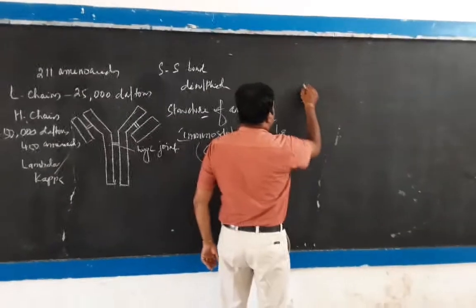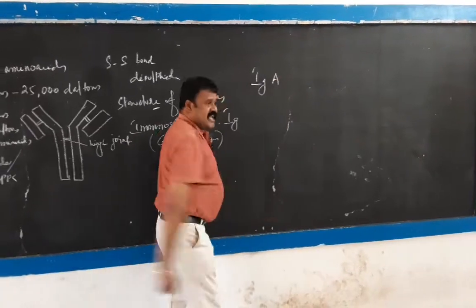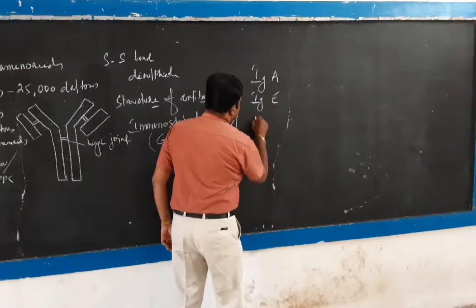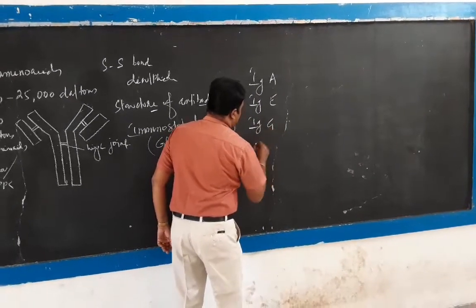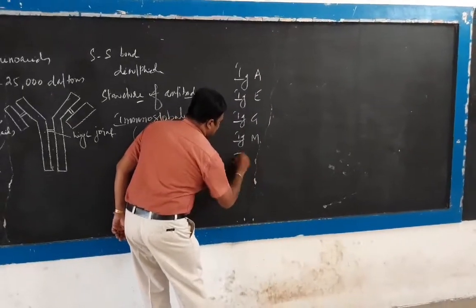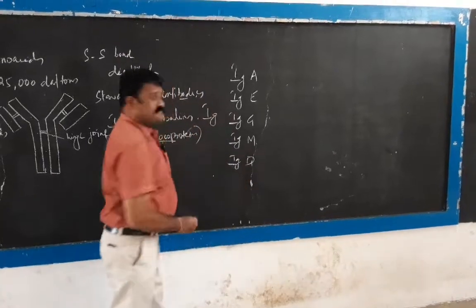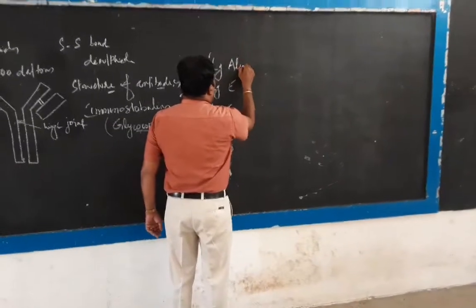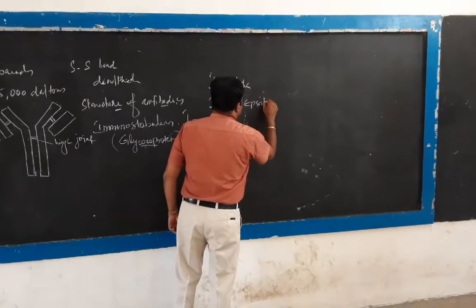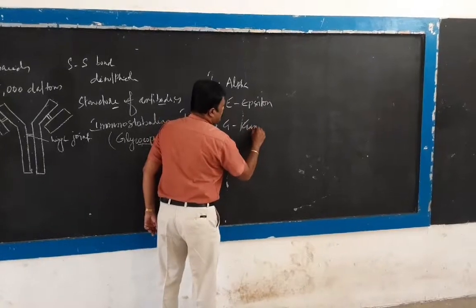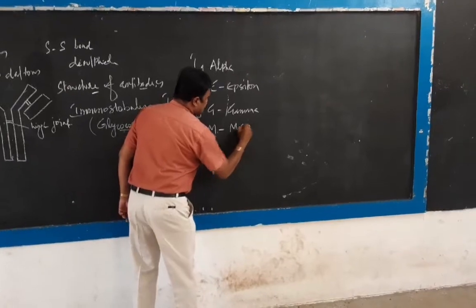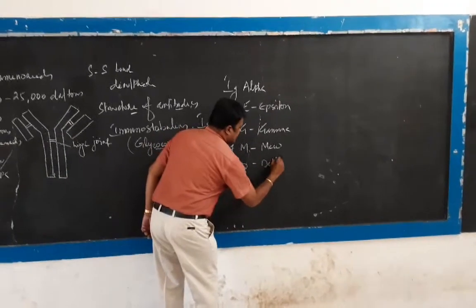There are IgA antibodies, IgE antibodies, IgG antibodies, IgM antibodies, IgD antibodies. A is for alpha particles, E for epsilon particles, G for gamma particles, M for mu particles, D for delta particles.